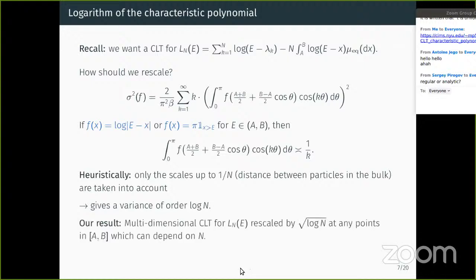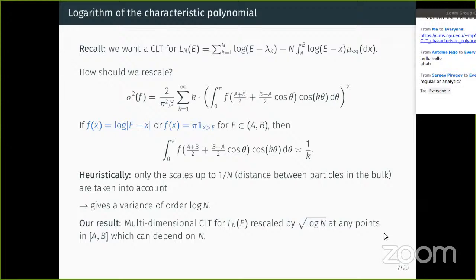So our result that I'm going to state now is a multidimensional central limit theorem for this function, taken at finitely many points, but as many points as you want, anywhere in the spectrum. And to get a central limit theorem, you need to rescale by square root log n.